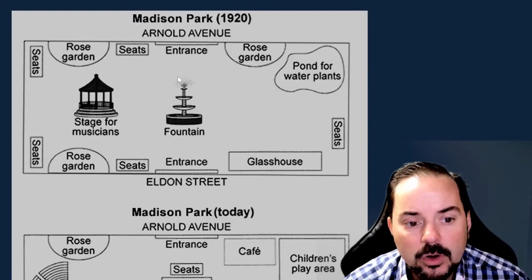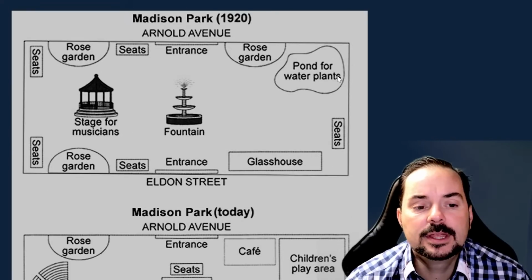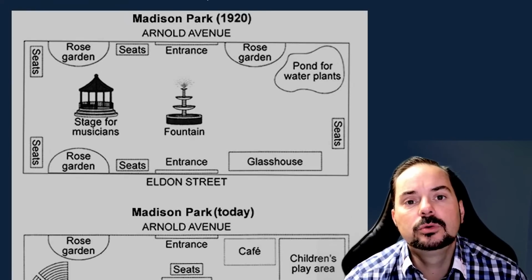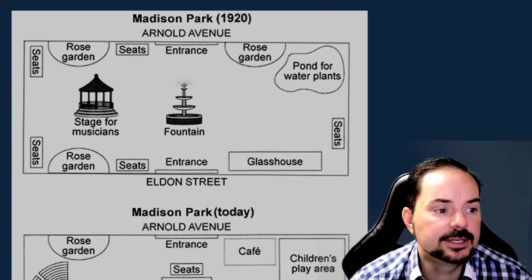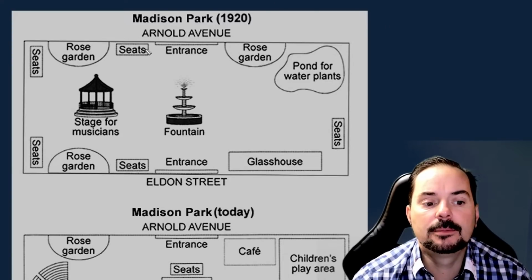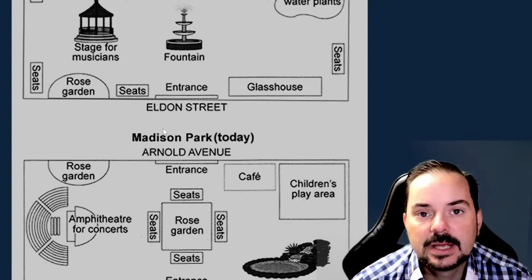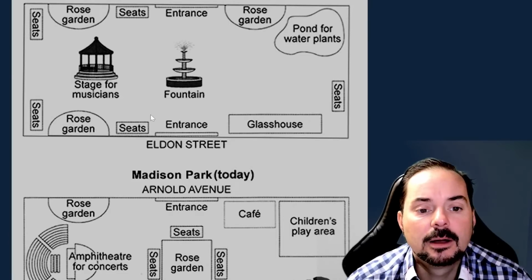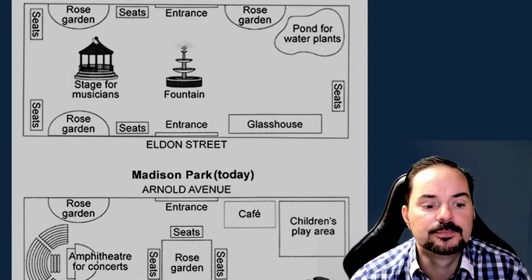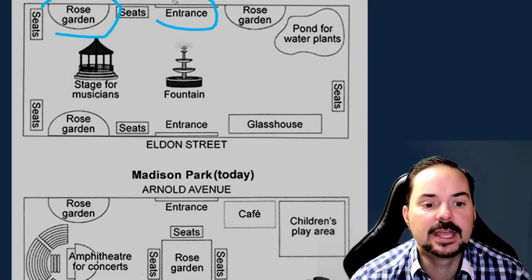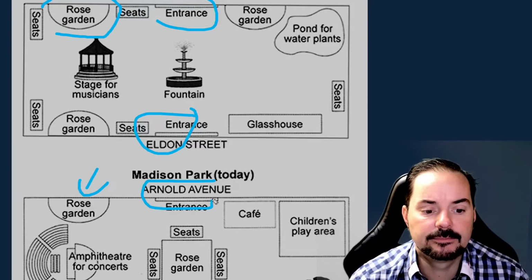So it makes sense. Okay, so now we do the overview, okay? So in the overview, we want to mention what kind of changes or what we see, right? So here we can see that there's been significant changes and some similarities. So some parts of these two maps remain the same and several parts change, right? So we can see that the rose garden, the entrances, they all stay the same here in the maps.